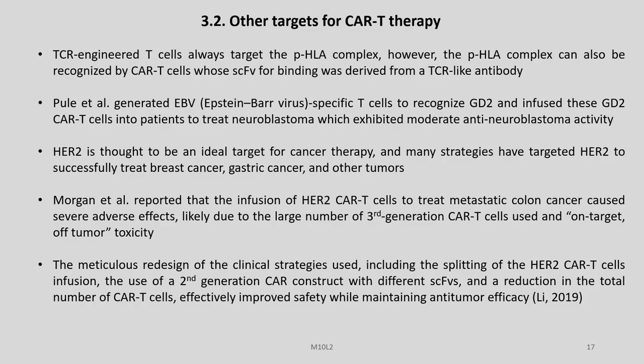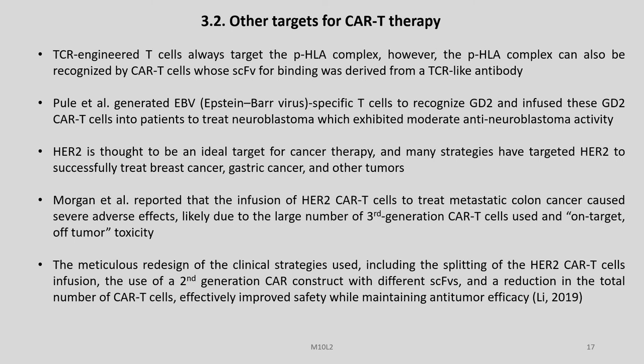Let us now look into the other targets of CAR T therapy. TCR engineered T cells always target the pHLA complex. However, the pHLA complex can also be recognized by CAR T cells whose scFv for binding was derived from a TCR-like antibody. Pule et al. generated Epstein-Barr virus specific T cells to recognize GD2 and infused these GD2 CAR T cells into patients to treat neuroblastoma, which exhibited moderate anti-neuroblastoma activity.